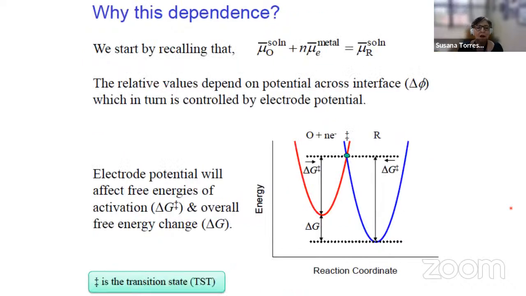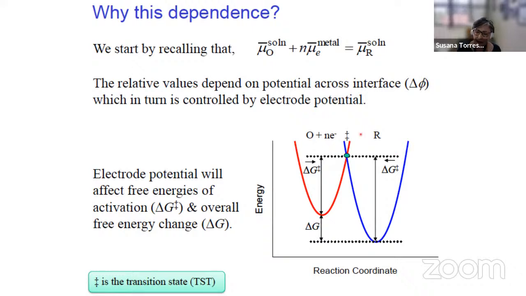Okay, we start by recalling why this depends. We start by recalling the equality for the electrochemical potential for O, for R, and for the electron. We know that O is in solution, R is also in solution, and obviously the electron is in the metal. But we know that the relative values depend on the potential across the interface. So delta phi, the potential that we are changing, is controlled by the electron potential.